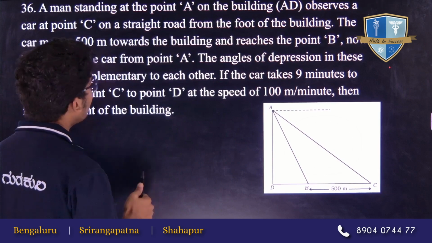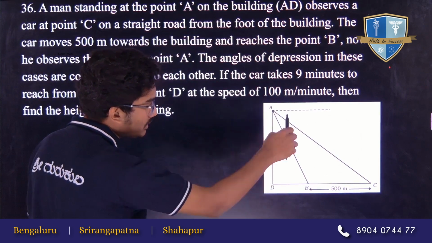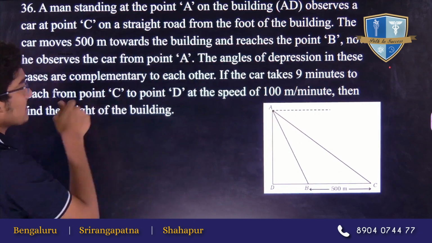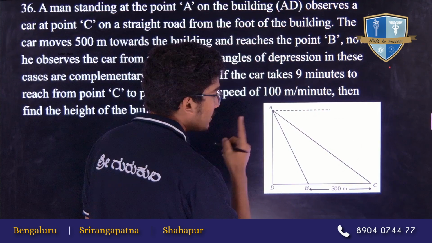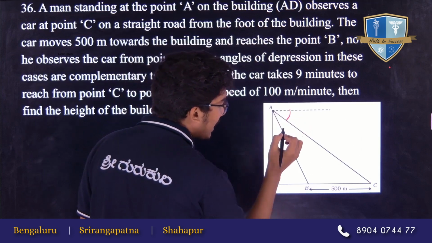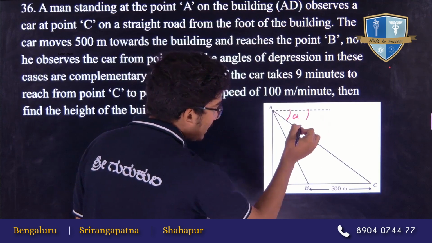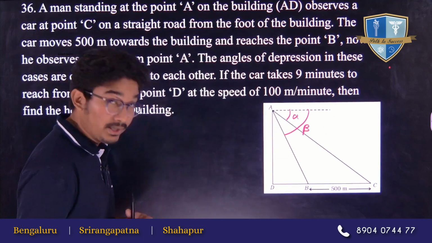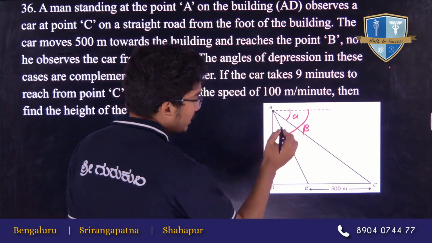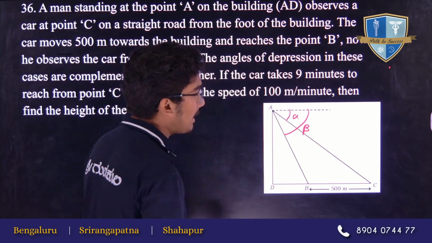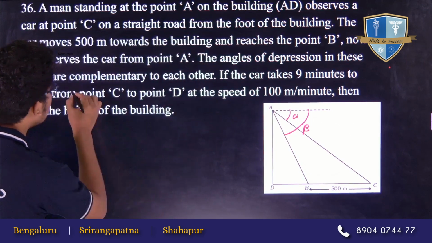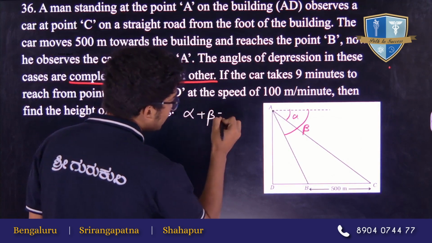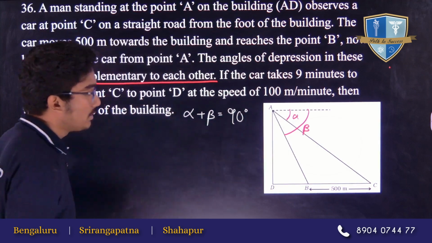Now the observer observes the car from point A. So these are two angles of depression. The angles of depression in this case are complementary to each other. What does that mean? Initially, let's suppose the angle of depression was alpha, finally it is beta. This is the angle of depression, the angle from which we are looking downwards. So alpha is the initial angle of depression, beta is the final angle of depression, and they are complementary to each other, which means alpha plus beta is equal to 90 degrees. This is what is given in the question.